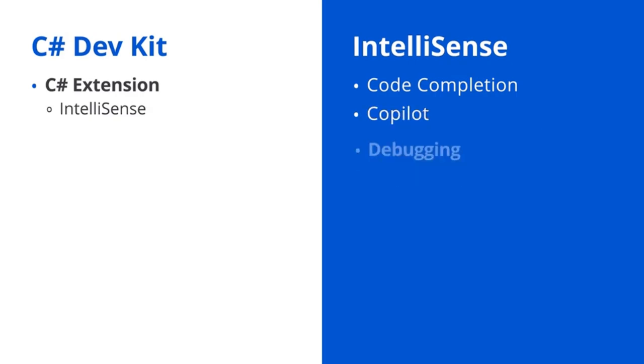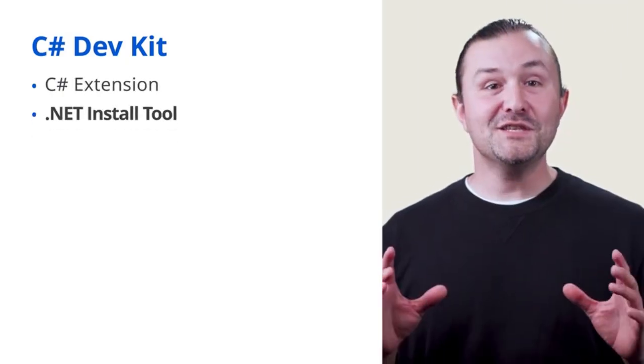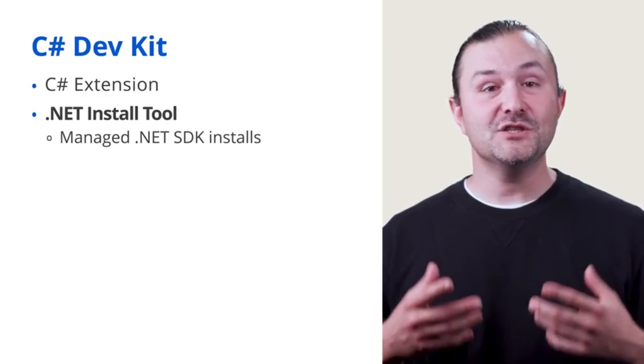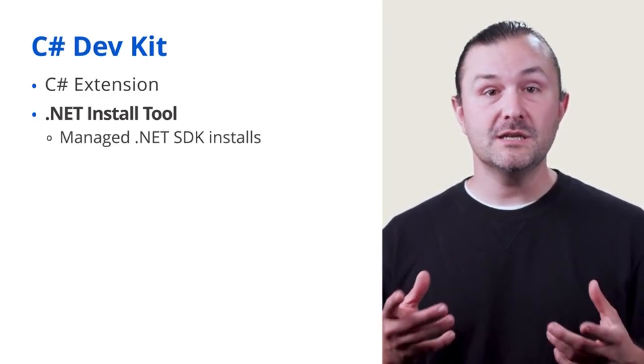VS Code is also great for debugging, which is finding and fixing mistakes in your code. You can mark specific spots in your code where you want to pause and check what's happening, which is called setting breakpoints. Then you can step through your code one line at a time to see exactly how it runs. You can also look at the values during different parts of your code execution to make sure everything is working correctly. The .NET Install tool is used to manage installations of the .NET SDK, which you need to build and run applications using .NET.